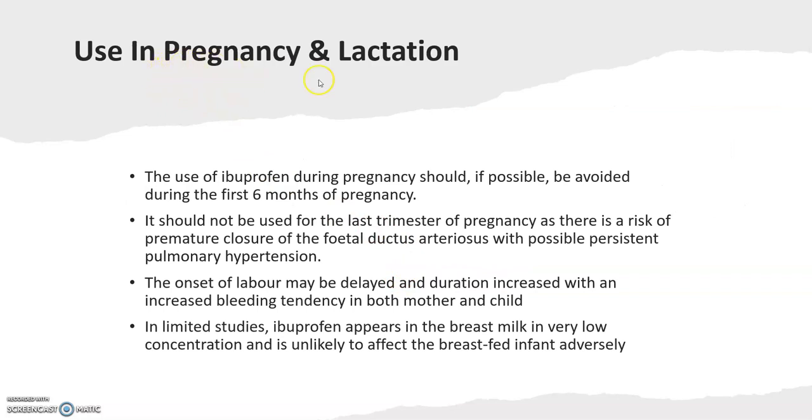Use in pregnancy and lactation. The use of ibuprofen during pregnancy should, if possible, be avoided during the first 6 months of pregnancy. And it should not be used for the last trimester of pregnancy as mentioned previously, because there is a risk of premature closure of the ductus arteriosus of the fetus and also possible persistent pulmonary hypertension.